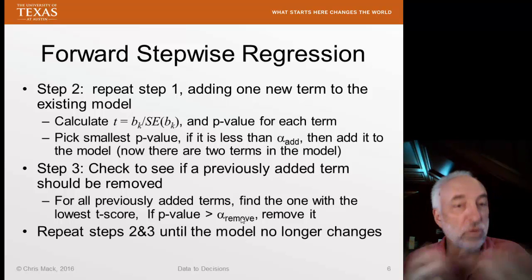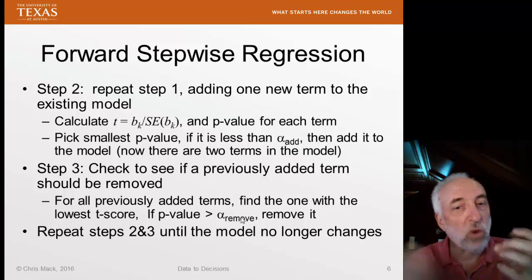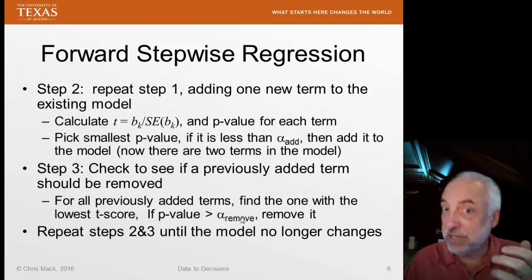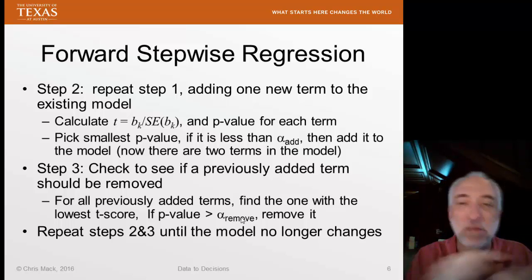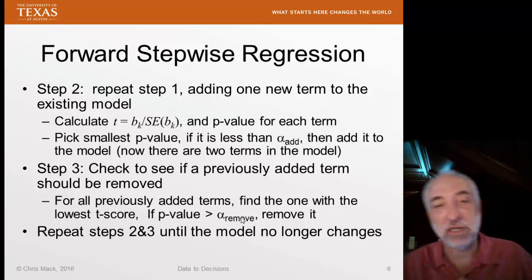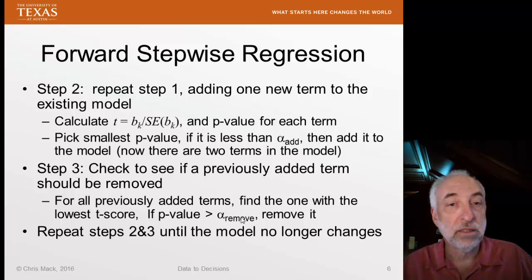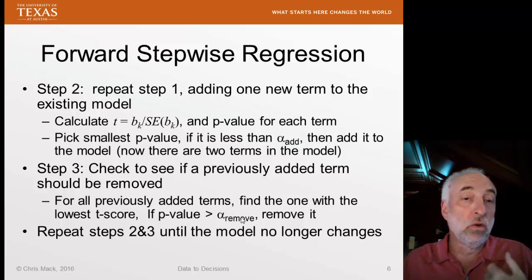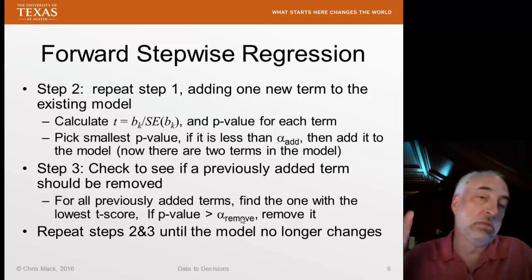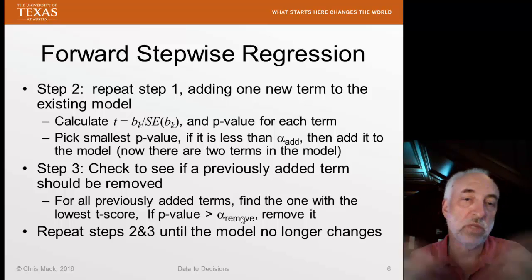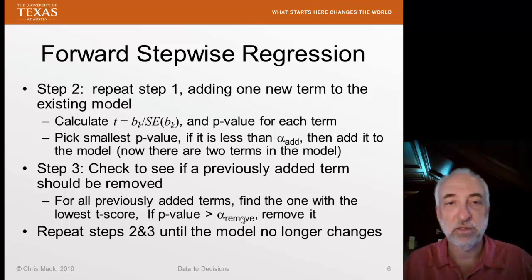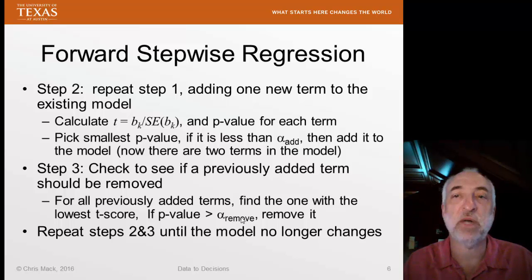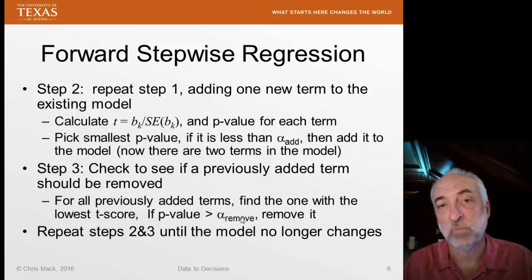And finally, repeat steps 2 and 3 over and over again. We keep adding more and more parameters if they're significant, and removing parameters if it turns out they're not significant, always by looking at the t-value and the p-value that is the most extreme. We do this until the model stops changing. When the model stops changing, we stop and say, this is our best forward stepwise regression model.